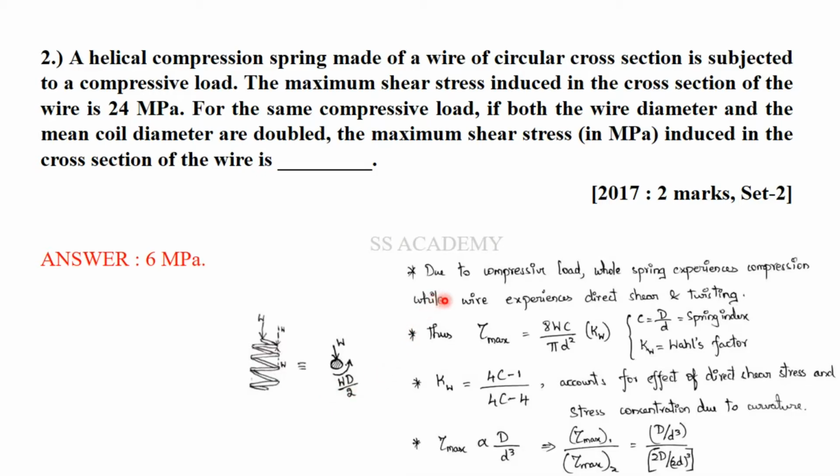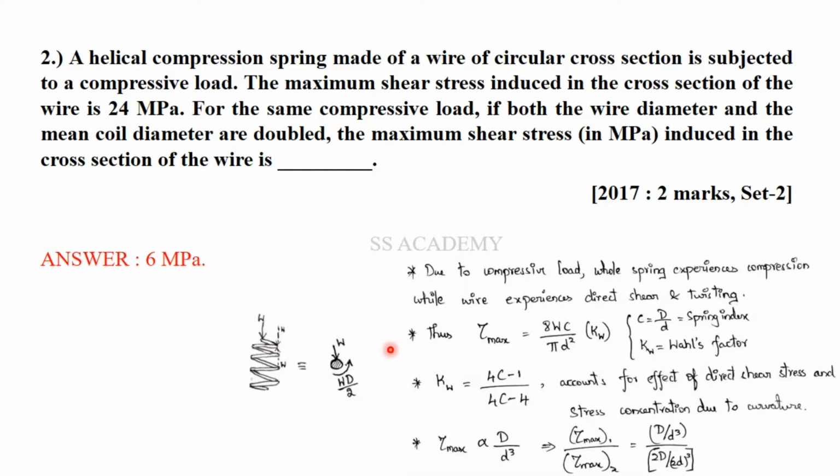Okay, now you can understand that due to compressive load, the whole spring experiences compression while the wire experiences direct shear and twisting. So for finding the direct shear stress and the torsional shear stress, we have learned those concepts in the previous cases. So you will be getting the direct shear stress as W divided by pi by 4 d squared. Generally average direct shear stress is taken. Okay, and plus the torsional shear stress is 16T by pi d cube. So instead of T you will be substituting WD by 2.